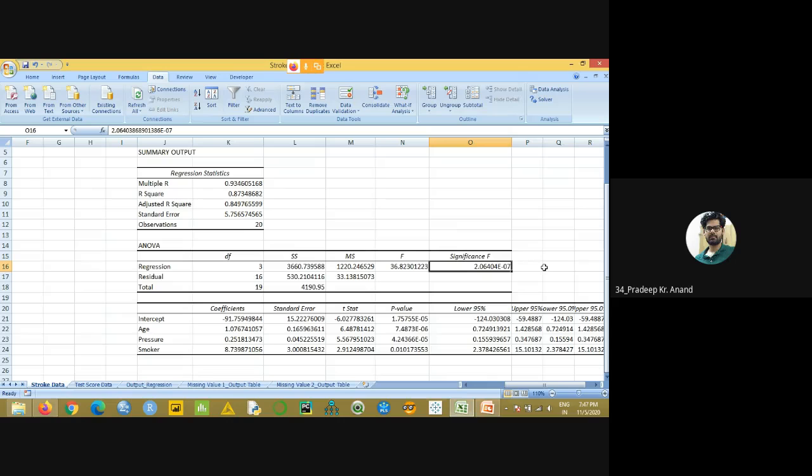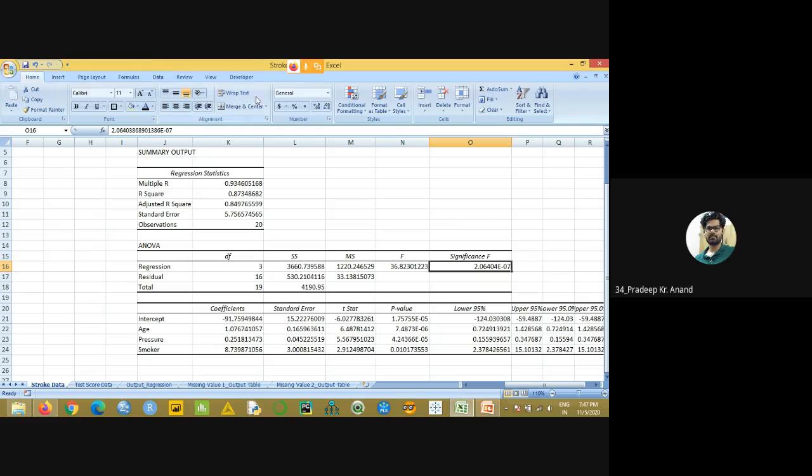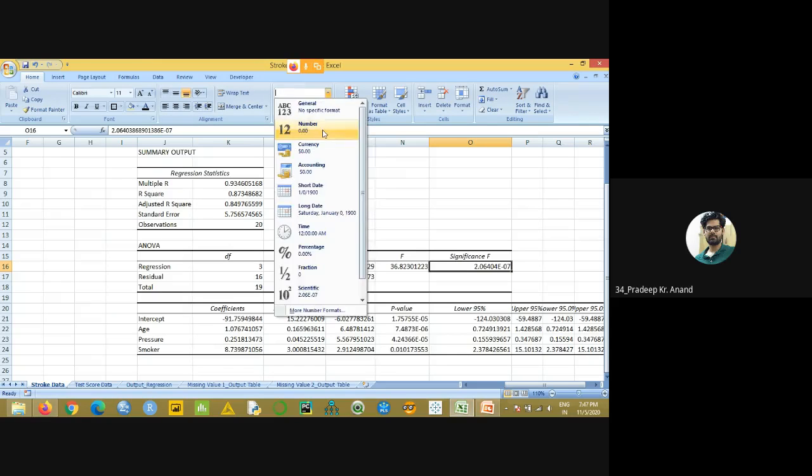No, the F is there on its side, right? Okay, F. So do we need to care about it, or we can just see the significance? If you know the F value, then only you can get the significant F value, right? No, but I'm saying here only looking at significance F is fine.